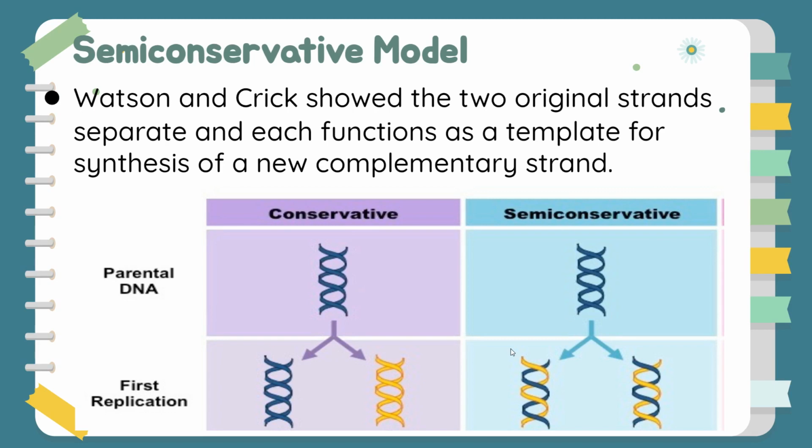Essentially, they found that each of the two DNA strands serves as a template for the synthesis of a new complementary strand. After one round of replication, each new DNA double helix consists of one original parental strand and one newly synthesized daughter strand. So in blue, we have our original strand. We're going to call that our parental strand. And in yellow, we have that daughter strand. This model suggests that the genetic material of each DNA molecule is composed of one old strand and one new strand. All right, so again, Watson and Crick showed that it is a semi-conservative model.